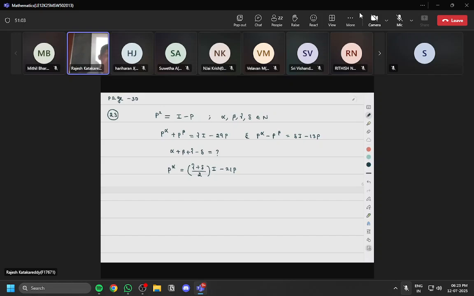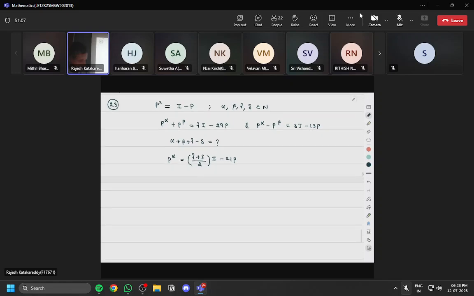30 up. This is what I have. Clear? I added and I simplified. This is not a difficult one. So in the same way, if we subtract, we get P to the power beta must be equal to (gamma minus delta)/2 into identity, minus 16, so minus 8 into P. Clear? So this is what we did.